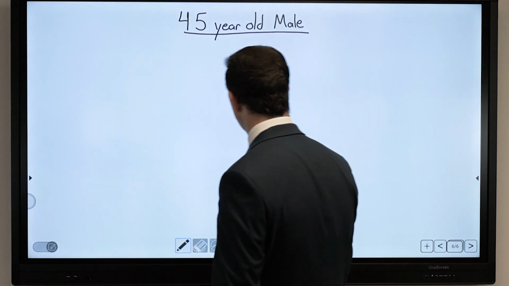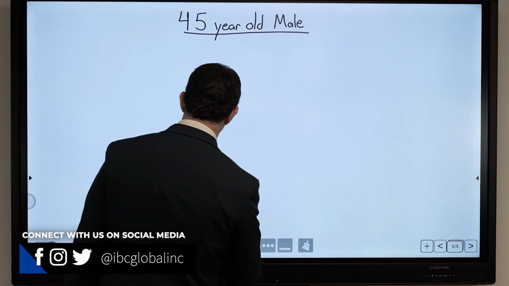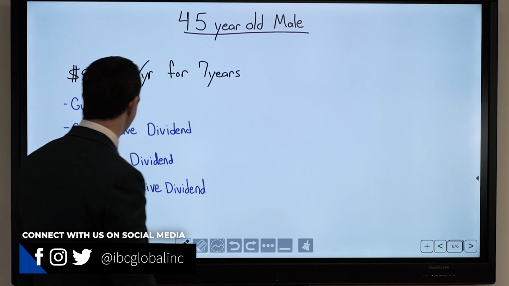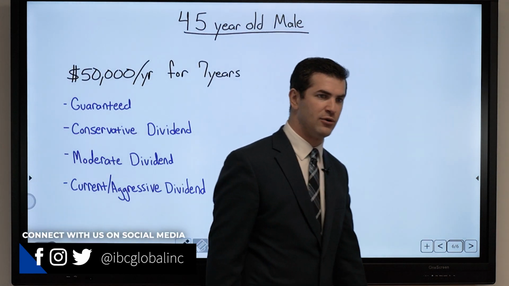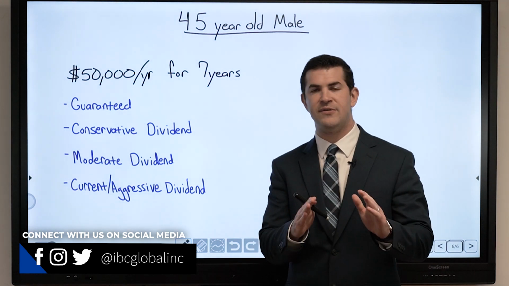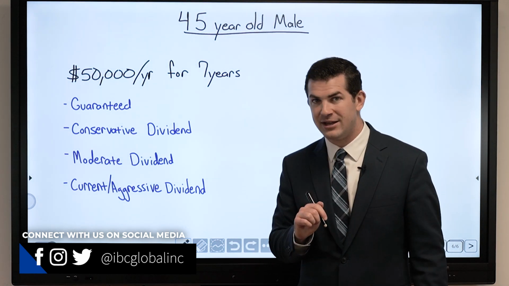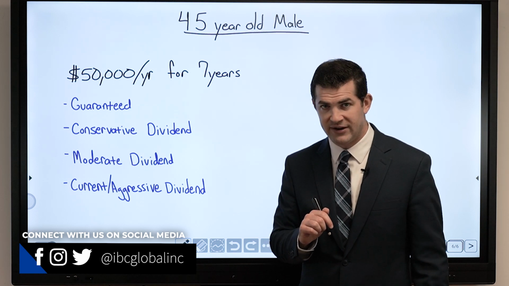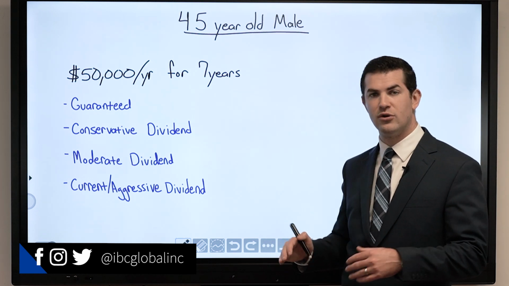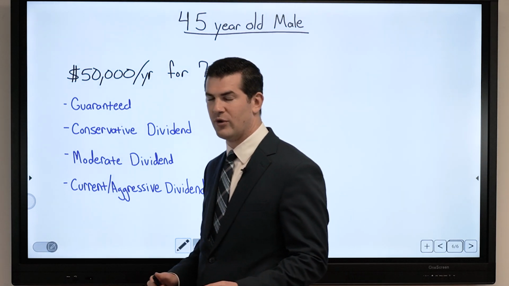So what we're going to take a look at is as follows. We've got a 45-year-old male, and we're going to look at max funding a policy for 7 years, funding up to the MEC line, the MEC limit on a policy, 50K per year. We're going to look at the guaranteed rates, conservative dividend, the company's present dividend rate, a moderate dividend rate, and then also an aggressive dividend rate.